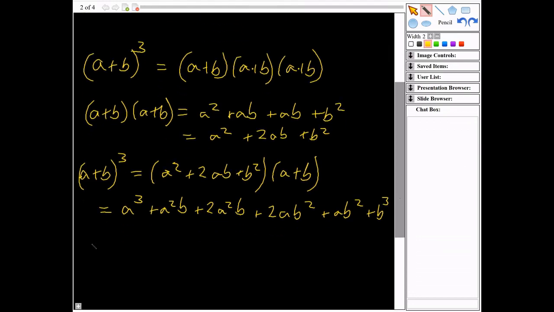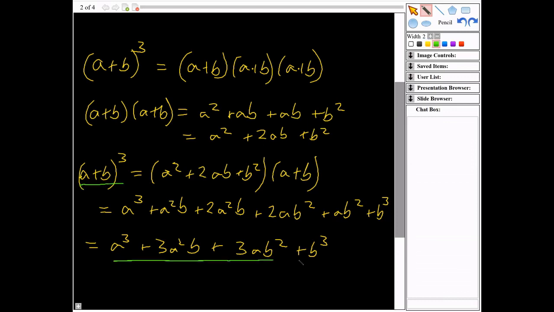Again, I can gather up my like terms. I would have a cubed, and then a squared b plus another 2a squared b, which gives me 3a squared b. And then 2ab squared and ab squared, which gives me 3ab squared, and then plus b cubed. Okay, so that is what I would get if I did (a + b) to the power of 3. I would get my answer there. So what I've got here is that this is equal to this.